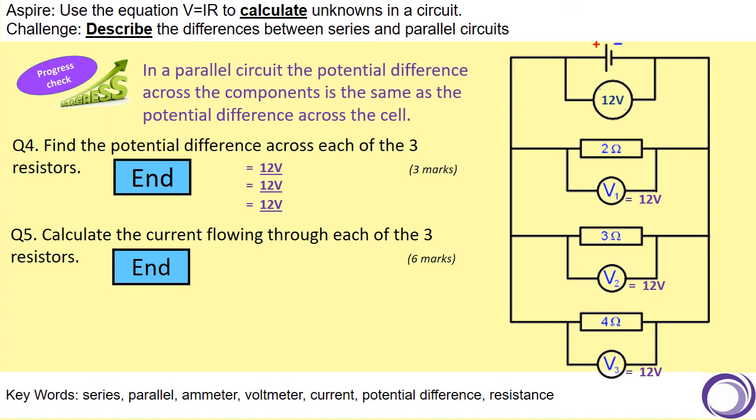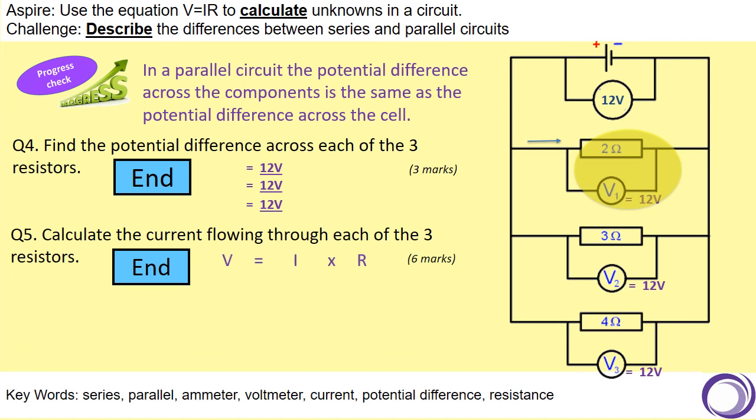See how you've got on then. Let's do the current through the 2 ohm resistor first. So we're going to focus in on that bit of the circuit, and we're going to use the values from that bit of the circuit. And we know we've got a resistance of 2, and we know we've got a potential difference of 12.